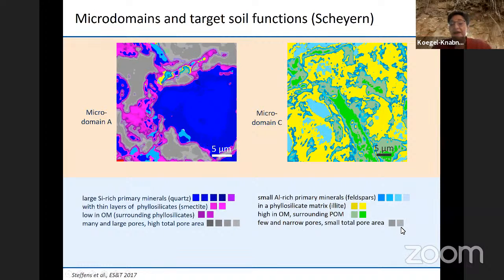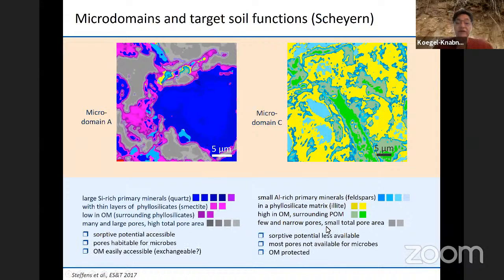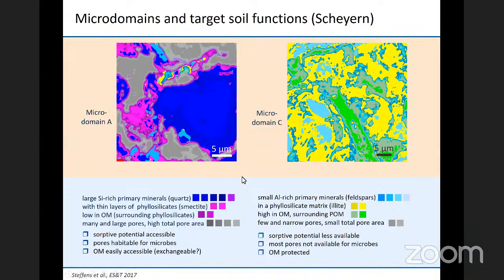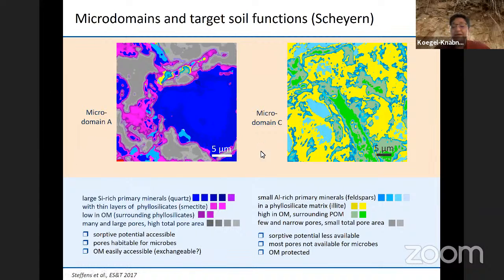And the gray, we have only few and narrow pores and a small total pore area. Now, if you look at how such an aggregate is built up with all these different spots occurring in near vicinity, we have a microdomain A that has a completely different functionality compared to this part of the aggregate. So here, the sorptive potential is accessible.